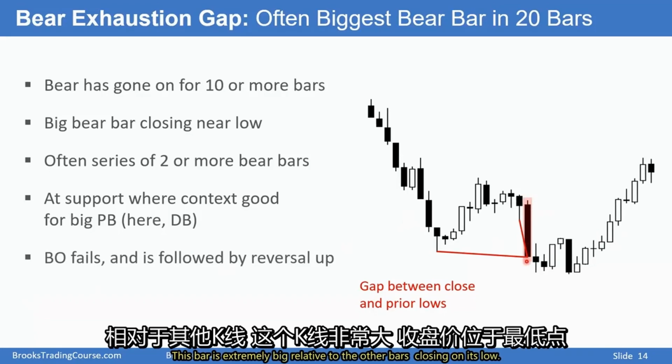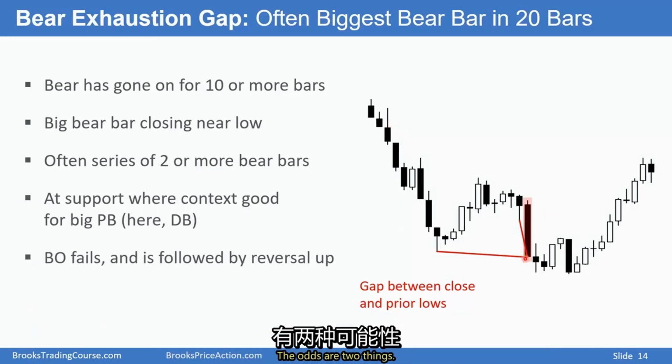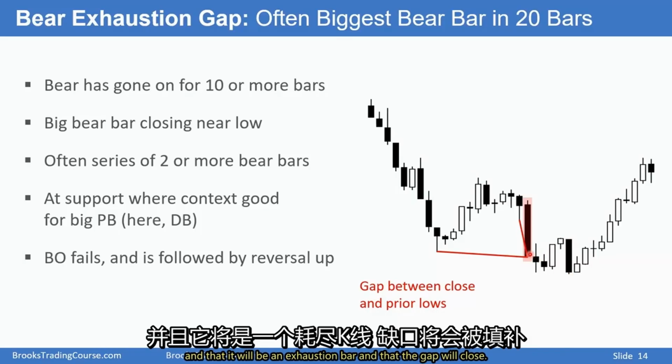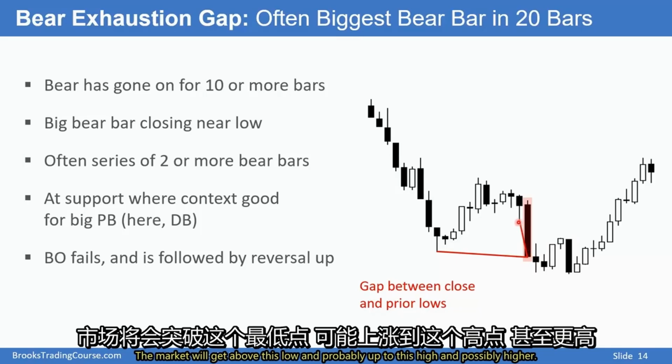This bar is extremely big relative to the other bars, closing on its low. The odds are 2 things. It'll have at least a small second leg down, which it did, and that it will be an exhaustion bar, and that the gap will close. The market will get above this low and probably up to this high and possibly higher.